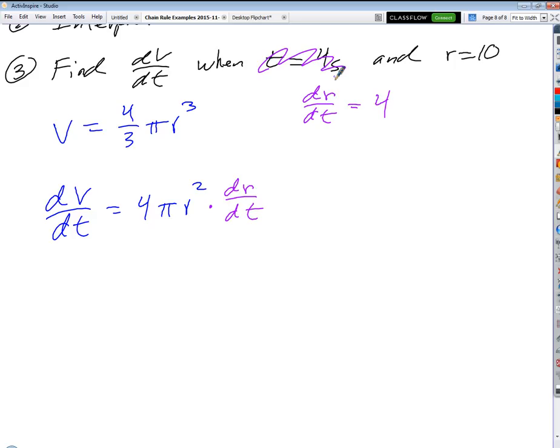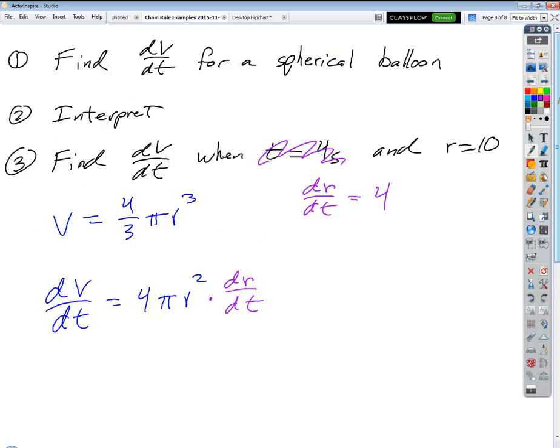Plug in the 4? No, you couldn't, because nobody told us up here how fast the radius was changing, right? We need to know that. We need to know how fast the radius is changing. So now we can just do 4 and we're golden.